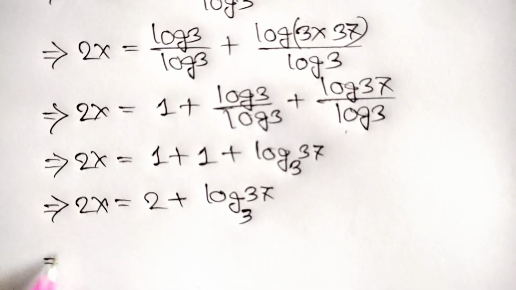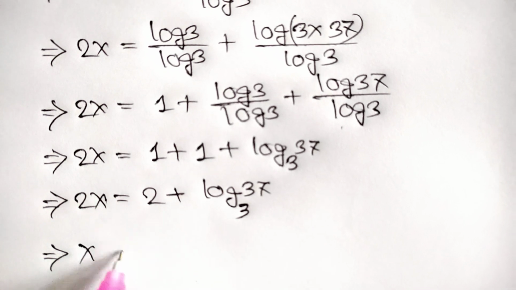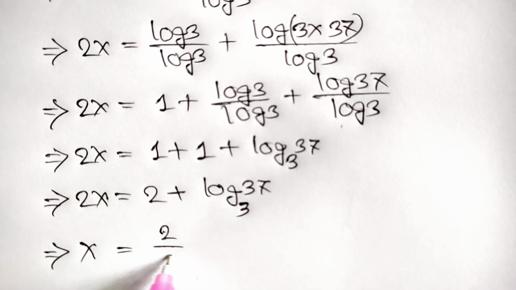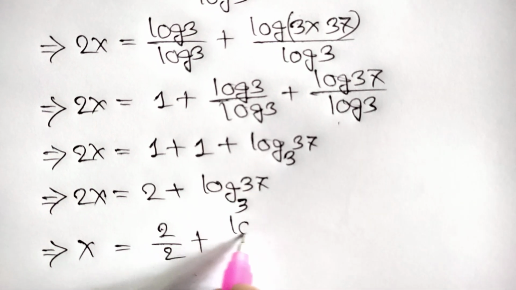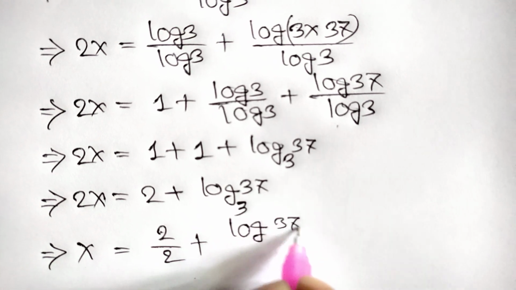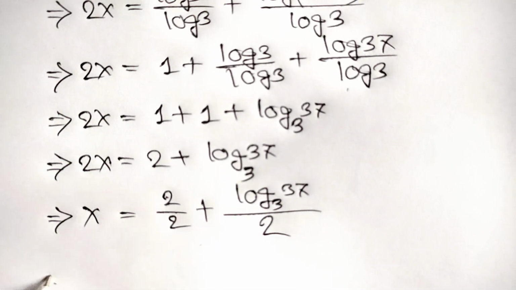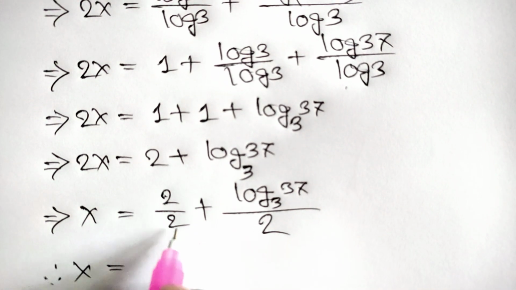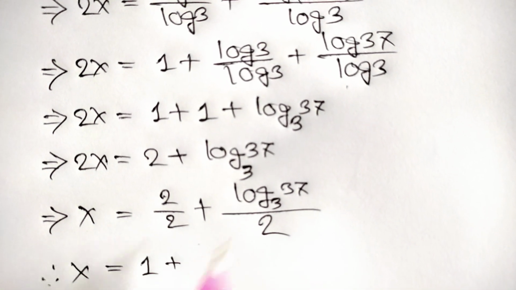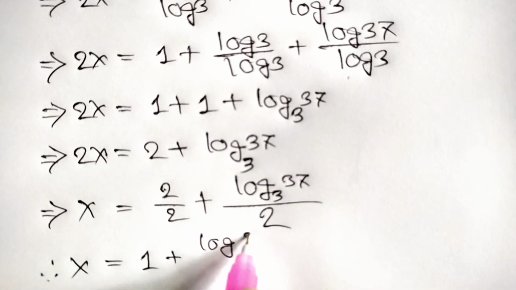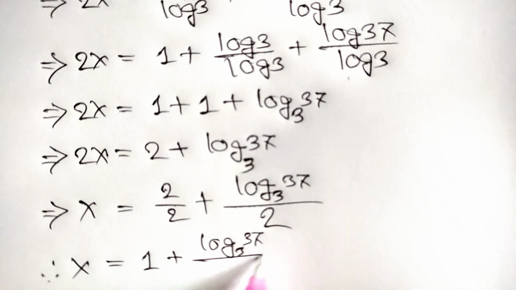Now divide both sides by 2, we can write here x is equal to (2 plus log of 37 base 3) over 2. So finally the value of x is equal to 2 over 2, that means 1, plus (log of 37 base 3) over 2.